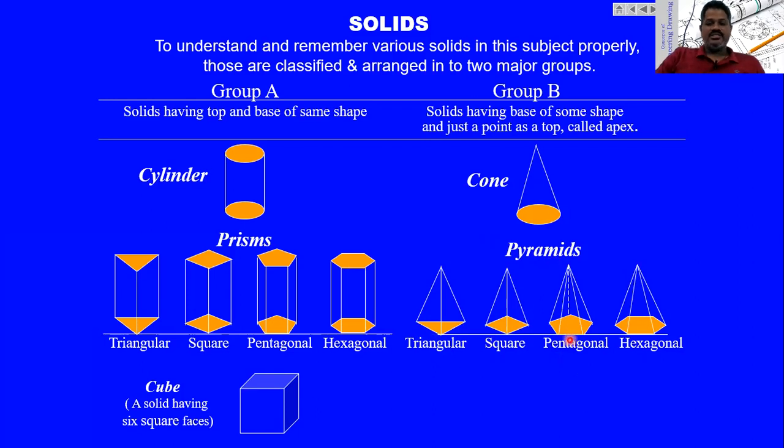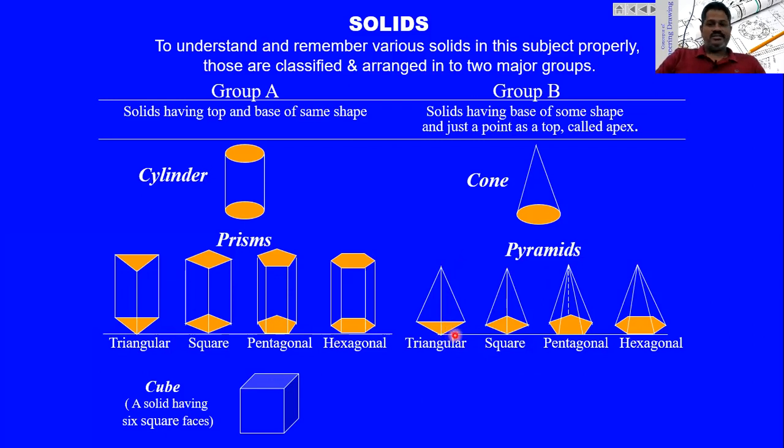If it is five sides, it is pentagonal, and six sides, it is hexagonal pyramid. It is hexagonal prism, hexagonal pyramid, pentagonal prism, pentagonal pyramid, triangular prism, triangular pyramid. Like that, we have the naming convention. On the top, we have a point or apex. On the bottom, we have the definite shape. Based on that, we are giving the name.